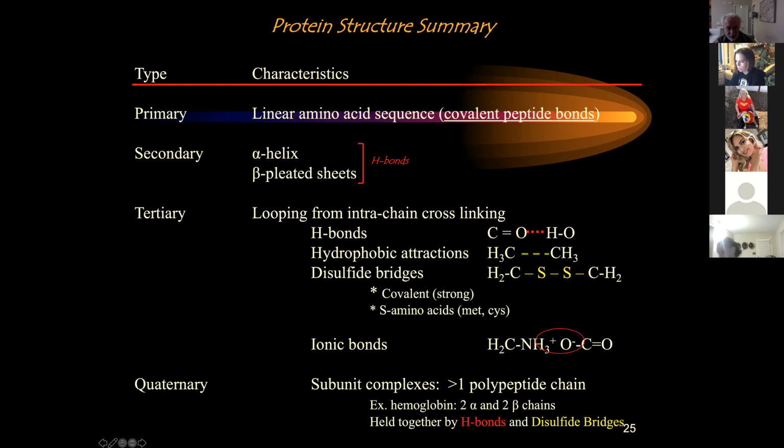And then the tertiary structure has these 4 types of bonds: hydrogen, hydrophobic attractions, disulfide bridges, and ionic bonds. And finally, the quaternary structure is composed of individual, more than 1 polypeptide chains held together by hydrogen bonds and disulfide bridges.